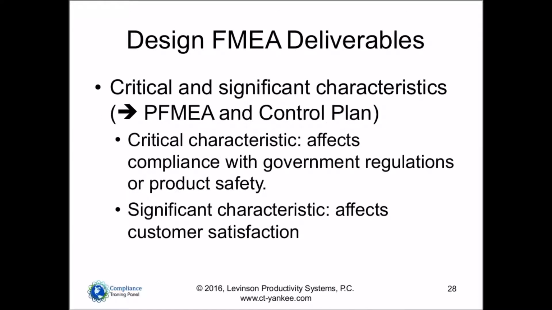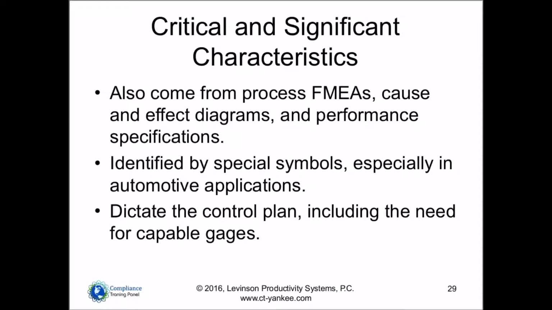Design FMEA deliverables are critical and significant characteristics, which in turn are inputs to the process failure mode effects analysis and the control plan. Critical and significant characteristics can also come from the sources indicated by special symbols, especially in automotive, and they dictate the control plan, including the need for capable gauges. That's where our calibration schedule comes from, what gauges are used to control the process.